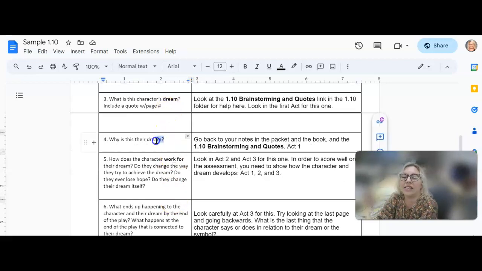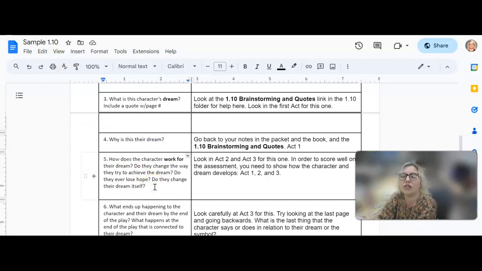Why is this their dream? So why do they want this? Why is it important to them? Dig deep here. And you're really looking closely at Act 1 for both questions 3 and 4. So pause now and write about why this is their dream.